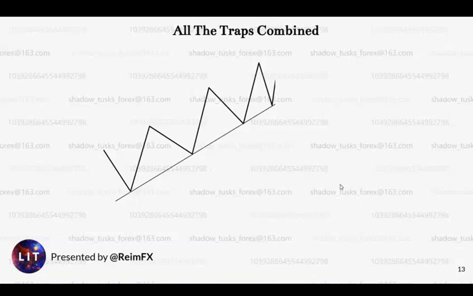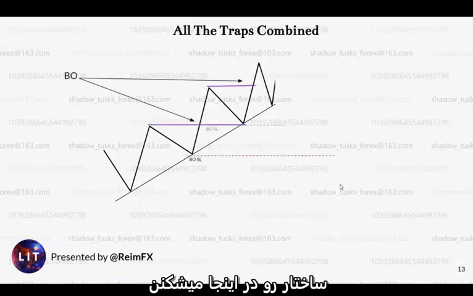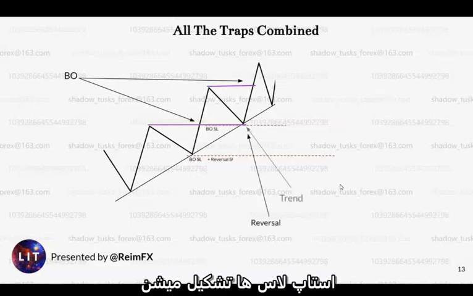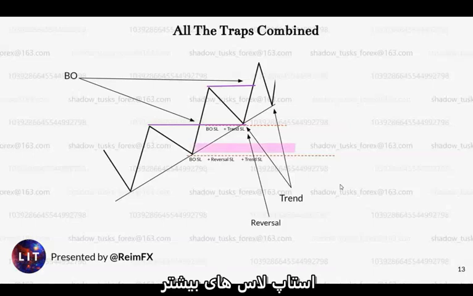So again, what do we do? Of course, they're faking the break of structure. They're breaking the structure here. Stop losses are getting built up, right? They're building the trend, and stop losses are getting included as well. New trend again. Of course, building some more structures, more stop losses.